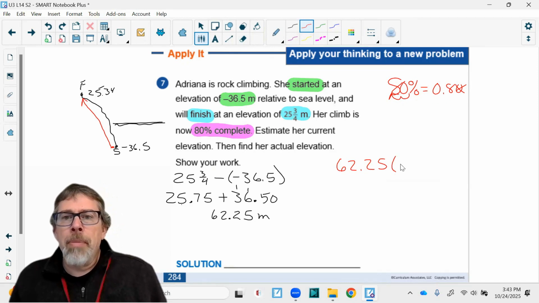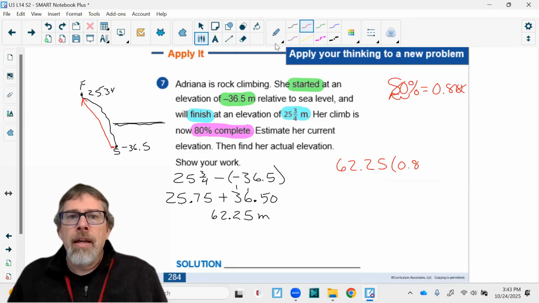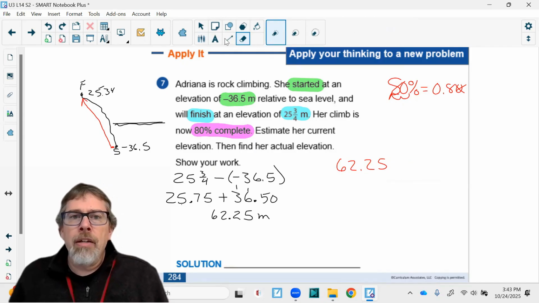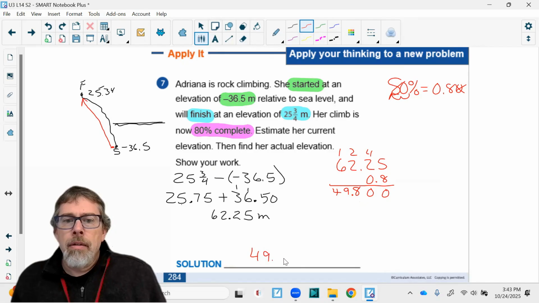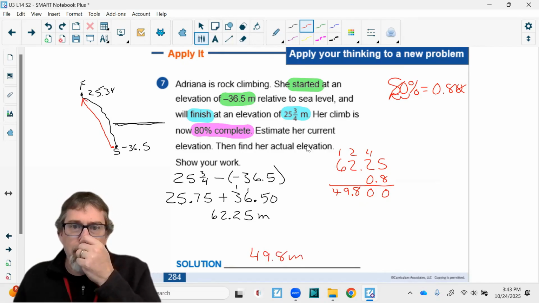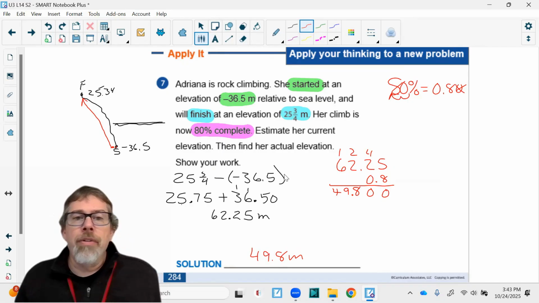And so I'm going to multiply by 0.8. And actually, rather than writing it next to it, I should write it underneath. So 8 times 5 is 40. We carry the 4. 8 times 2 is 16, plus 4 is 20. 8 times 2 is 16, plus 2 is 18. Carry the 1. 6 times 8 is 48, plus 1 is 49. 3 decimal places gets us to 49.8 meters above the starting point, my fault, not above sea level.